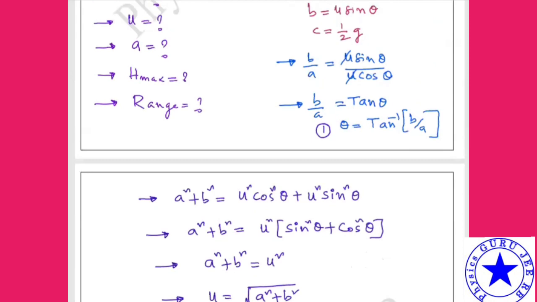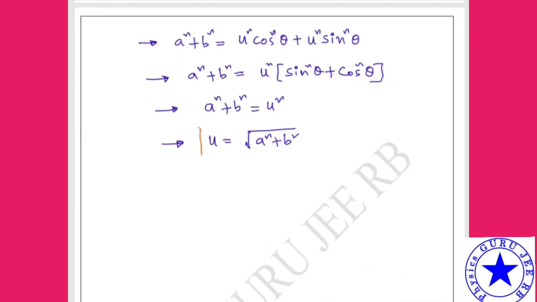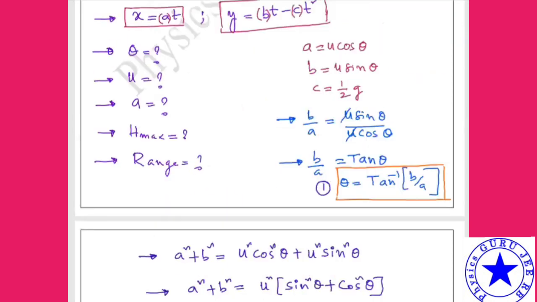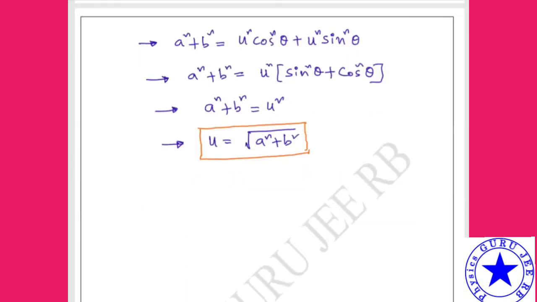So we got first one, theta is equals to tan inverse of b by a, and second one, u is equals to initial velocity, u equal to under root of a square plus b square. Is it clear? Now can anybody tell what will be the acceleration? Can you tell me acceleration? Anybody? Acceleration of the projectile. So how we can calculate acceleration of projectile?